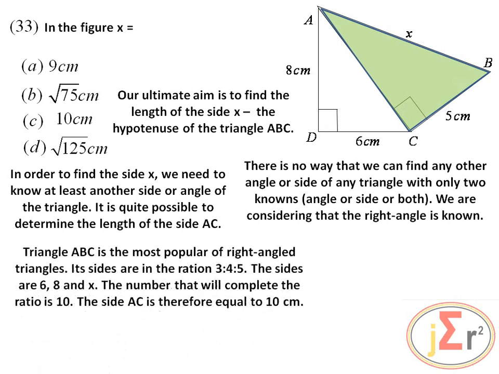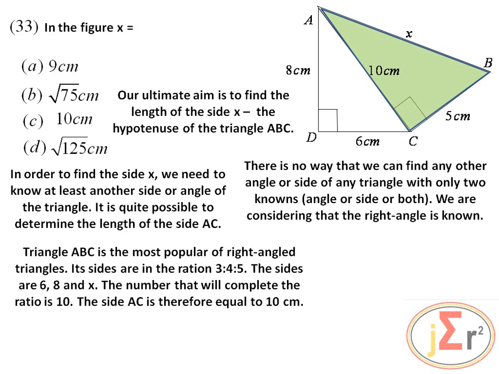Triangle ABC is the most popular of right angle triangles. Its sides are in the ratio 3 to 4 to 5. The sides are 6, 8, and x. The number that will complete the ratio is 10. The side AC is therefore equal to 10 centimeters, and we mark AC with 10 centimeters.